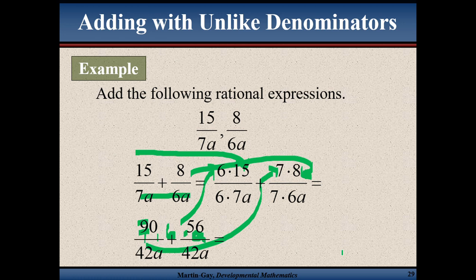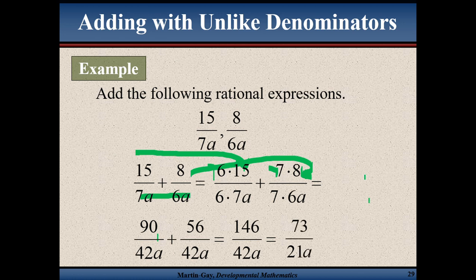So we have, burahin ko to para makita nyo. Yan. So 90 over 42 plus 56. So para silang 42, di ba? So pwede na natin yan, 146. So pwede pa siya i-reduce into lowest term because divisible by 2, di ba? So yan. Okay.